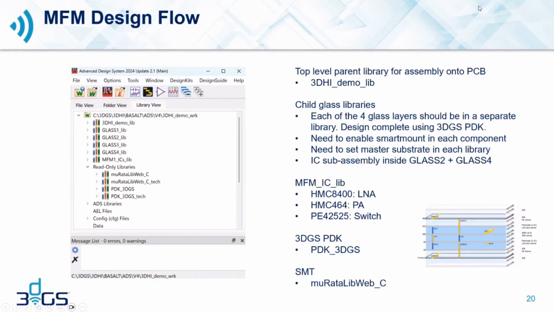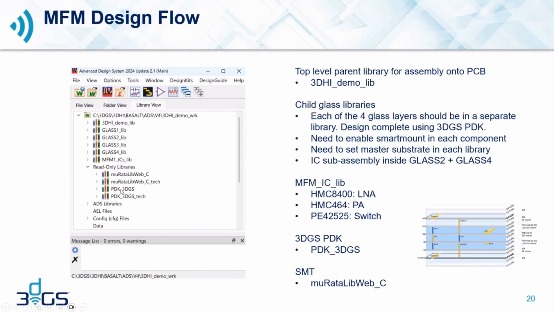The recommended approach is to do each individual glass layer in its own separate library, along with the separate component assembly for the switches and amplifiers in each individual library. Those components are located in here, MFM1_ICs. And then you do the final module assembly in a parent library that I've called here 3DHI demo_lib. So that hierarchical approach suits us, and is the best we've recommended to complete these 3DHI modules.